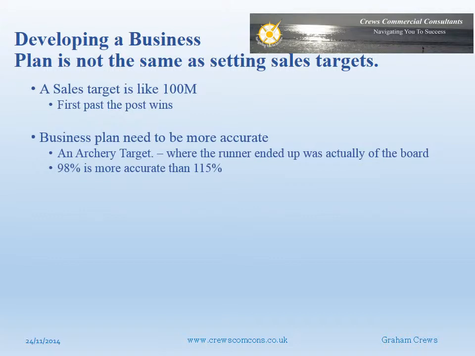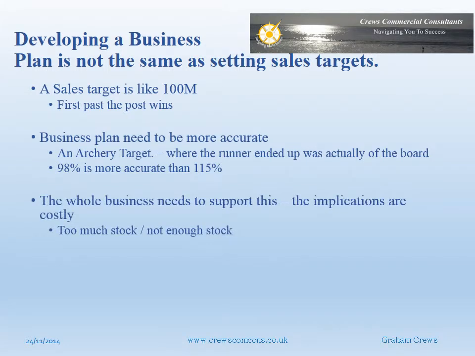It's more, if you think of it as an archery target, where in that previous analogy the runner had run off the board. 98% is actually more accurate than 115%. For a variety of reasons. The whole business needs to understand this.